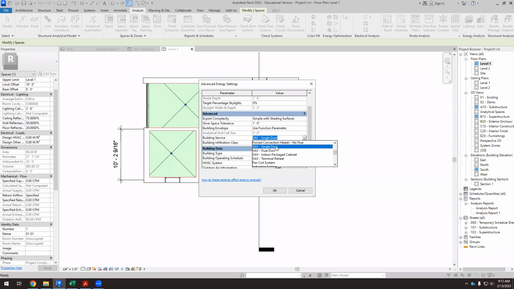But there is no way I can specify this heat recovery. So Revit has these options, and it has a lot of options. Okay, but we don't know what it does. That's a problem with Revit.